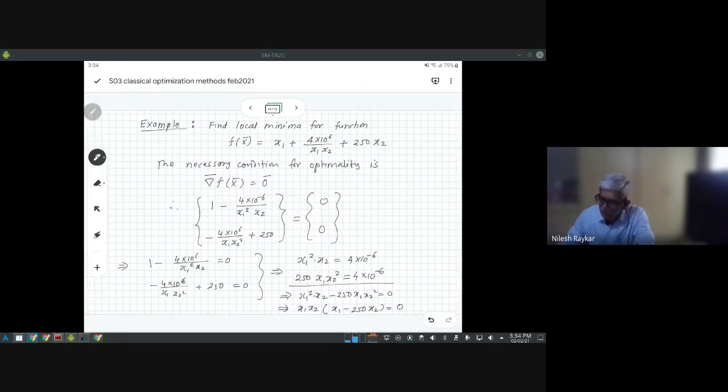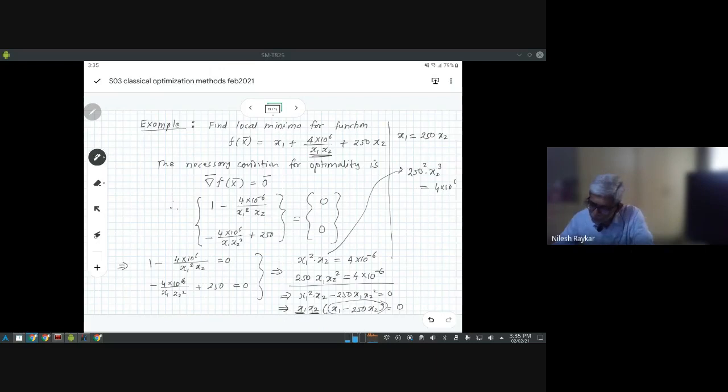Now one of the possible solutions is either x1 equal to 0 or x2 equal to 0. But by looking at the function, at x1 equal to 0 or x2 equal to 0, the function is singular. So that would not be a minima point, so that will be excluded. The only condition we have is x1 equal to 250 times x2. Substituting that in this equation, we will get 250 square into x2 cube equal to 4 into 10 to power 6.